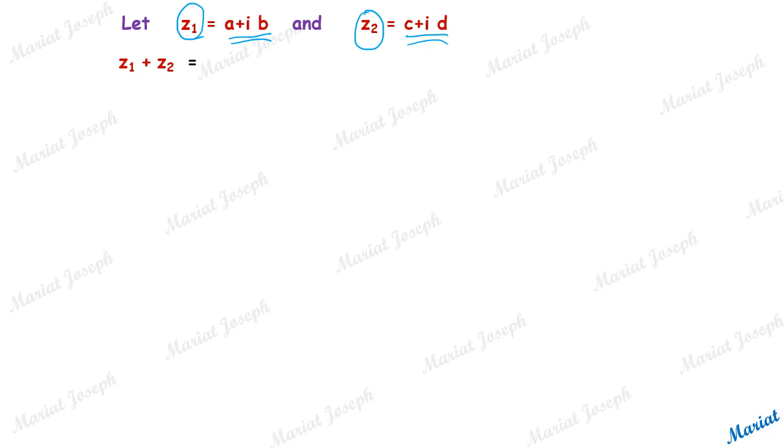Then z1 plus z2, if you want to add, the procedure is this: you make the real part of the sum the sum of the real parts, a plus c, and the imaginary parts ib and id are added, taking i common, b plus d. That's all. It's a very straightforward way of getting the sum of two complex numbers: real part and real part added to get the real part of the complex number, and imaginary part and imaginary part added.